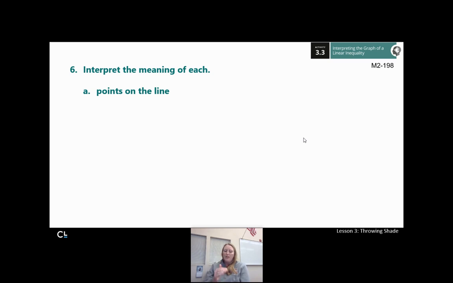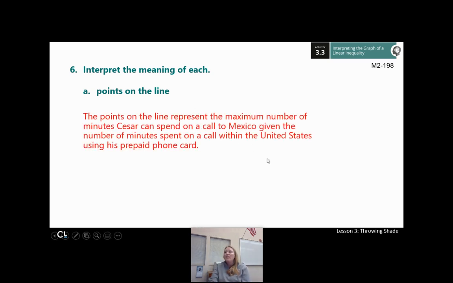So the points on the line are when his minutes and his money adds up to $50 exactly. So that means that the points on the line represent the maximum number of minutes Cesar can spend on a call to Mexico, given the number of minutes he spends on calls depends on the number of minutes he spends on calls in the United States using his prepaid phone card. So the points on the line are the absolute maximum because he's only got $50.